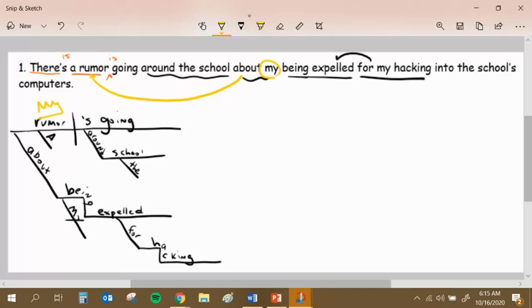So we added the word my. Here's another gerund. The rumor isn't hacking. I was the one who's hacking. So I have to include that word my all over again with that gerund underneath the noun part. So here's the word my right here. It's my hacking. And then I have into the school's computers. Well, I'm hacking where? Into the school's computers.